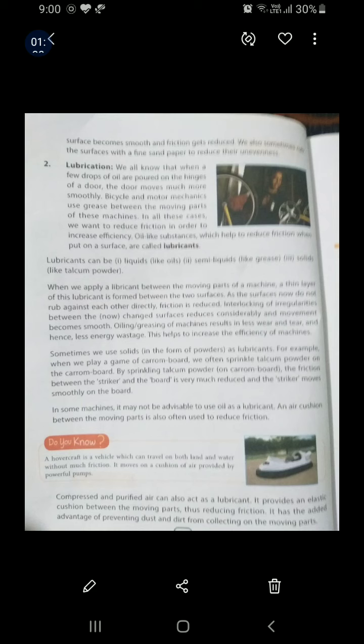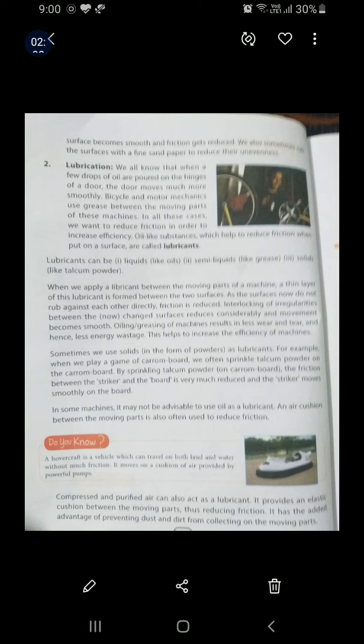So what are lubricants? Lubricants are oil-like substances which are used to reduce the friction by putting them on the surface. These lubricants may be liquid like oils, they may be semi-liquids like grease, or they may be solids like talcum powder. Oil is an example of a liquid lubricant, grease is an example of a semi-liquid, and talcum powder is an example of a solid lubricant.